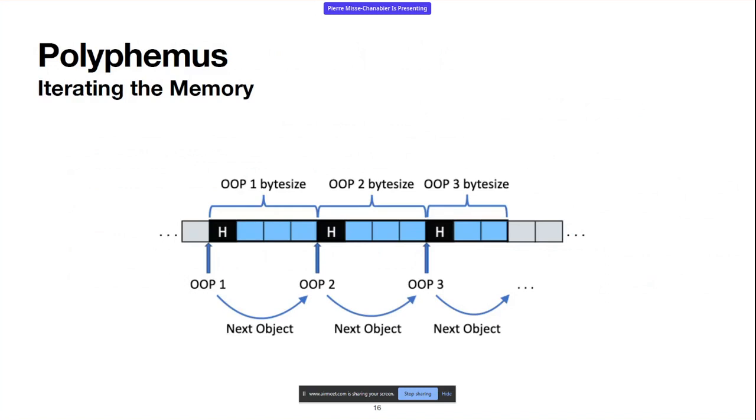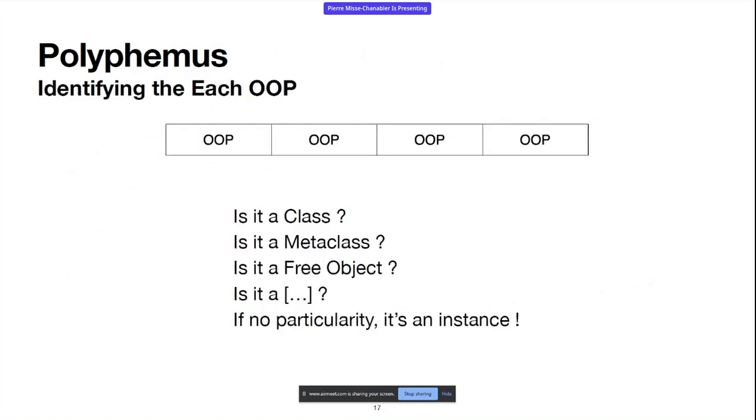So first, to do that, we have to iterate the memory. We have to look at every OOP. So to do that, the usual way is just to take the address of a first object. You add the size of this object to the OOP, and then you have another address which should be the next OOP. You do that so on and so on, and you get to have all of the OOPs.